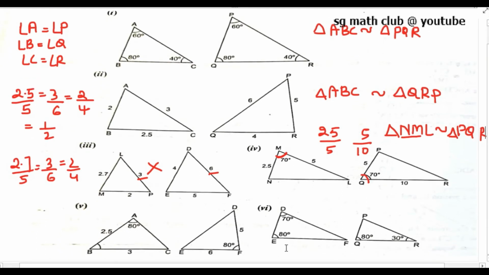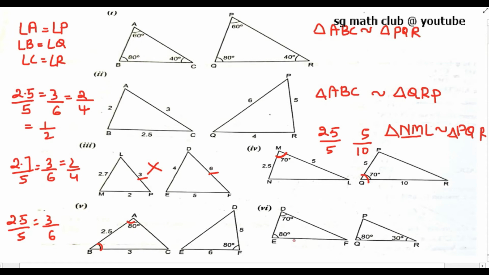Now the next triangle, the fifth one, we can see two sides, and this angle is not included, but here the angle is included. So we have to check whether these triangles are similar or not. Even though the sides are in proportion, 2.5 divided by 5 and 3 divided by 6, what about the angle? Here if it is 80 degrees, then we can say it is similar, but here the angle is not included. So these two triangles are not similar.